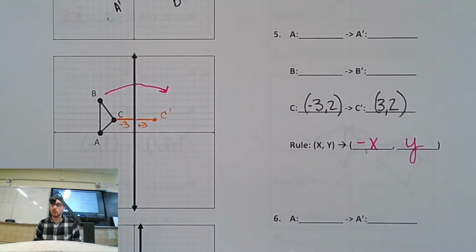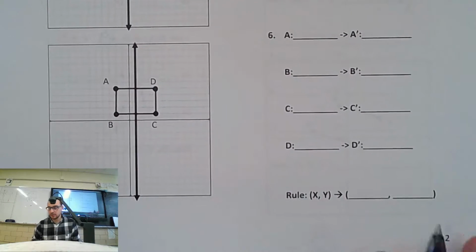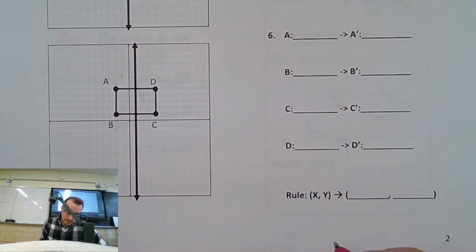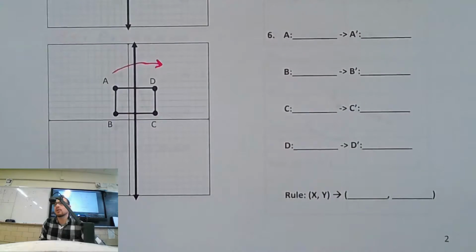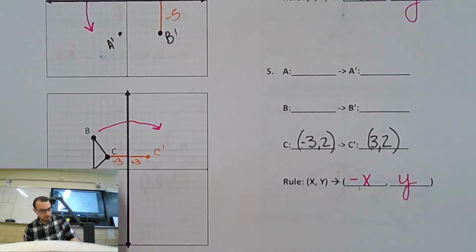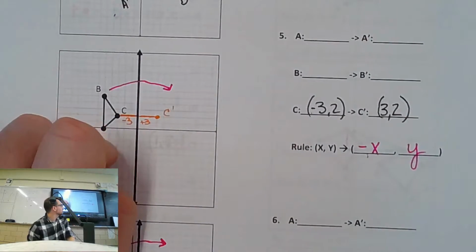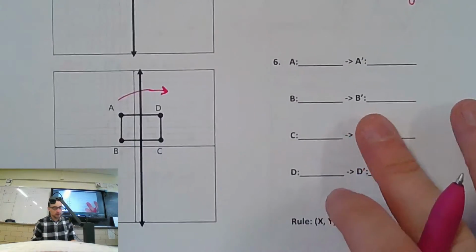All right, 6 gets weird. First off, what kind of a flip is it going to be? Horizontal or vertical? Horizontal. The line is vertical, but we're flipping across it, right? So it's going to be a horizontal flip. Okay, so it's going to be like this one, right? Number 5. Same direction that it's flipping in.